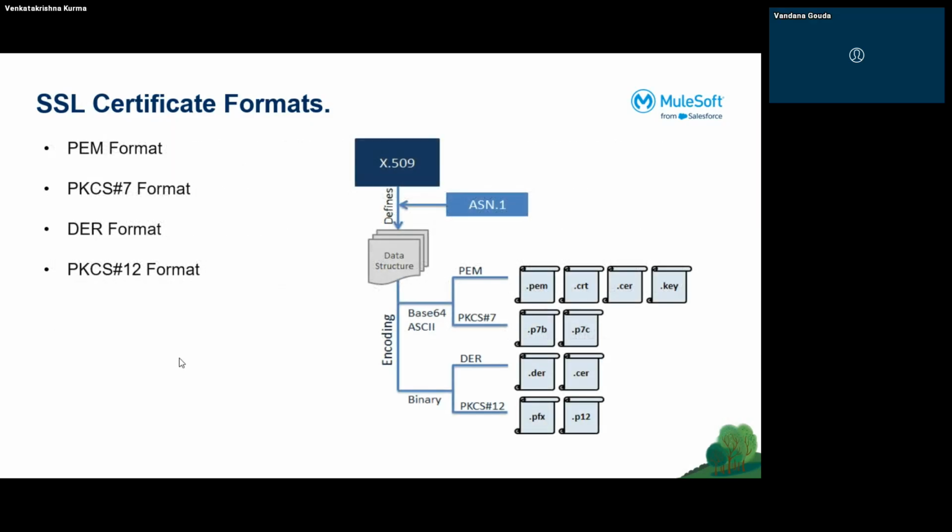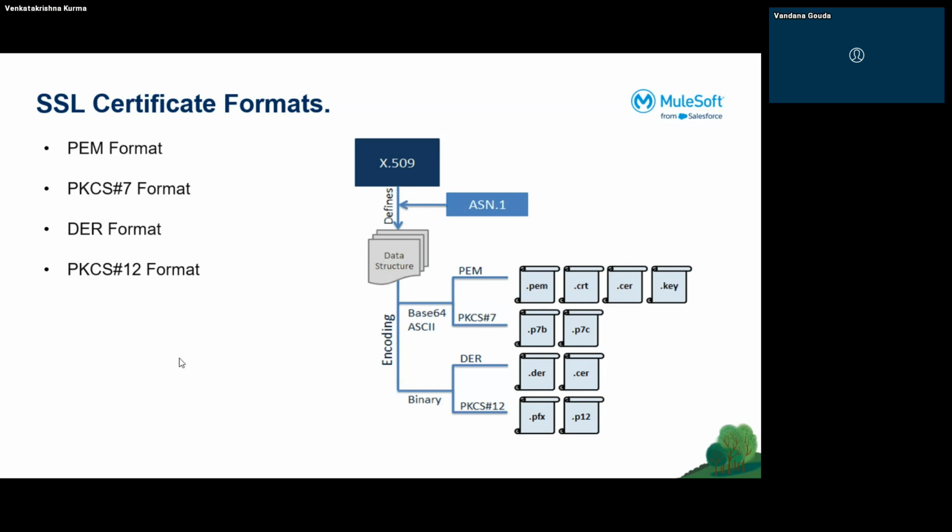This is a standard structure for the X509 data structure, using base 64 ASCII format. PEM contains .pem, and it can include .crt, .cer, .key, and PKCS #7 includes .p7b and .p7c. So these are all the data structures used internally in the X509 certificate. Our main focus is on the PEM and PKCS #7 certificate formats.